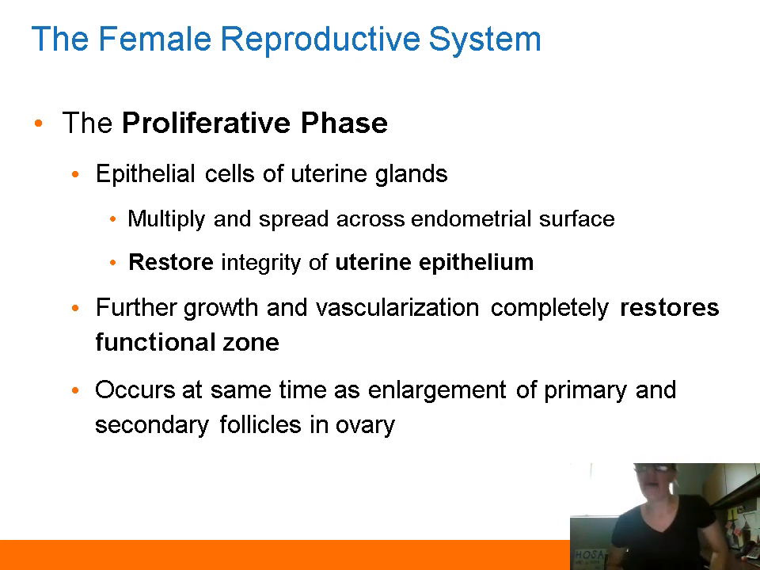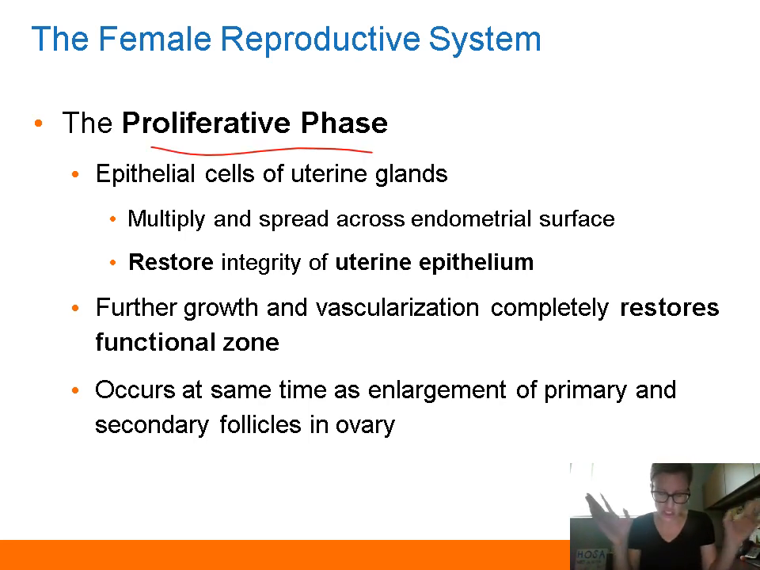The next phase of the uterine cycle is the proliferative phase. So we have menses where we shed the endometrium. Then we have the proliferative phase. During the proliferative phase, the epithelial cells of the uterine glands multiply and spread across the endometrial surface, and they restore the epithelium of the uterus, which, remember, has just been shed completely. The area continues to proliferate and grow until the functional zone is completely restored.